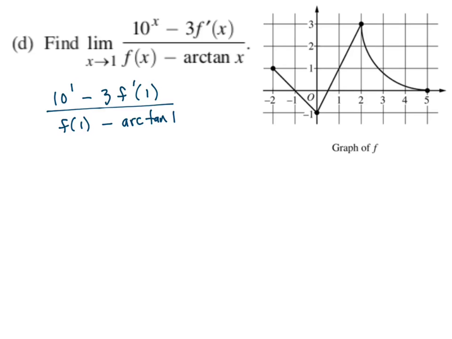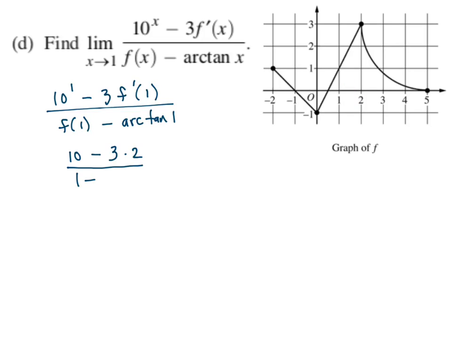So we get 10 minus 3 f prime at 1, which is the slope at 1. So I'm looking at this ordered pair right here at 1, and I'm just calculating the slope of that. And that goes, looks like, up 2 and over 1. So that's why I put a 2 there for the slope. f of 1 is the actual ordered pair. f of 1, if I go to x equals 1, the y value is 1. That's just the ordered pair right there.